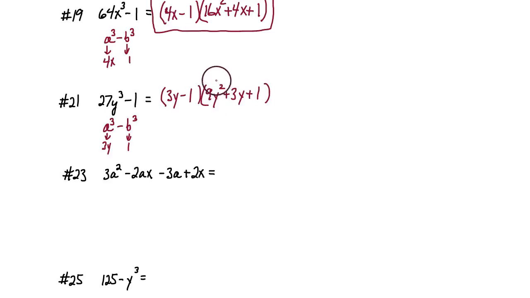I'm getting the 9y squared from squaring this. I'm getting the 3y from multiplying these together, but changing that sign to a plus. I'm getting the 1 by squaring that 1.